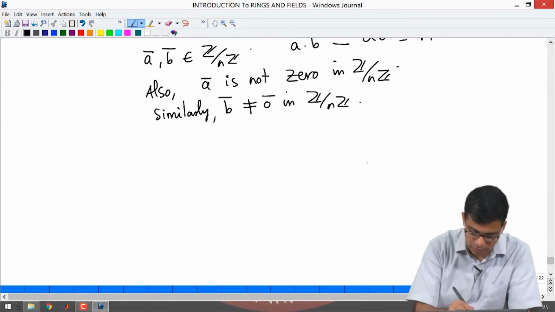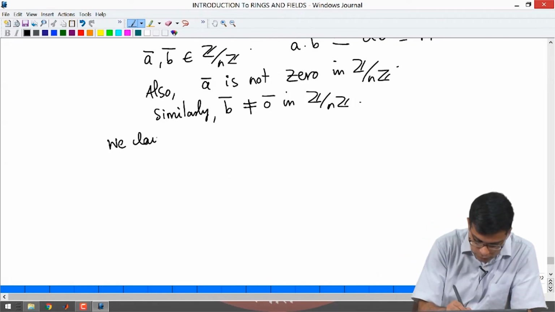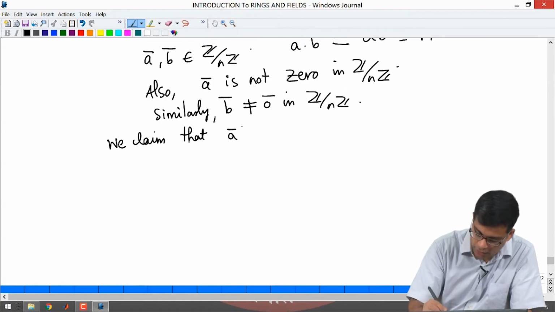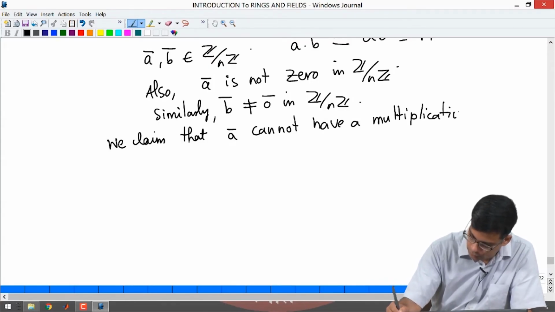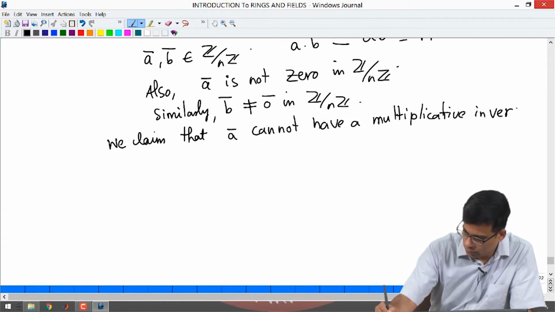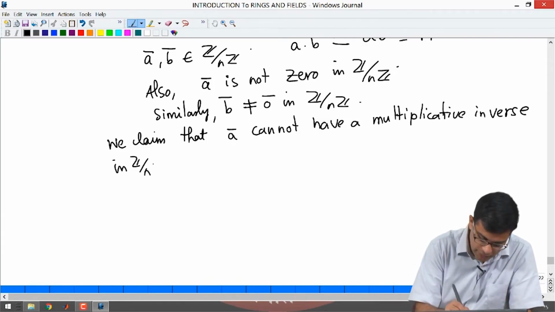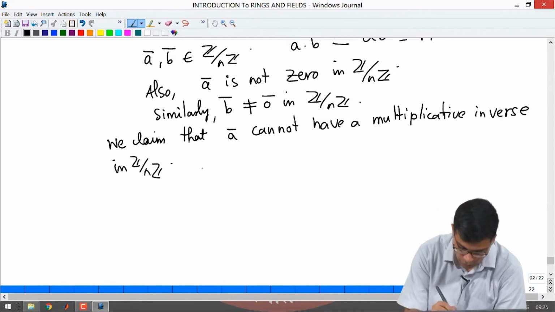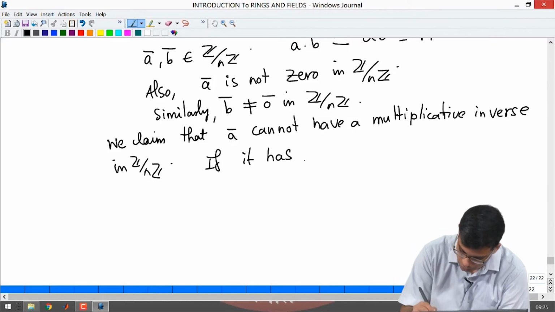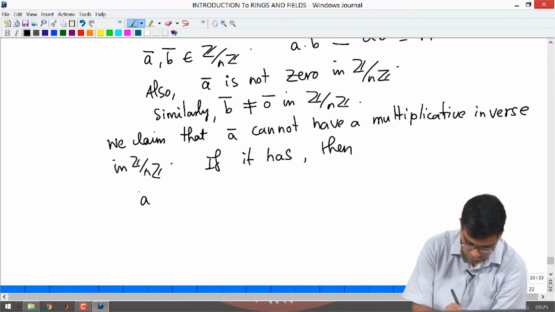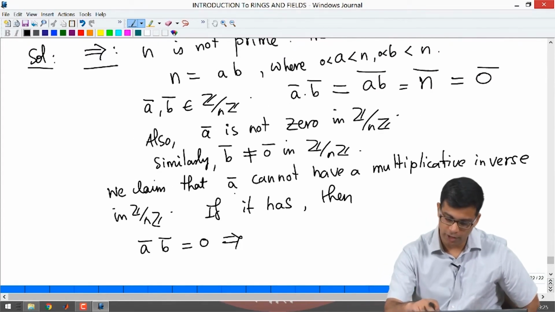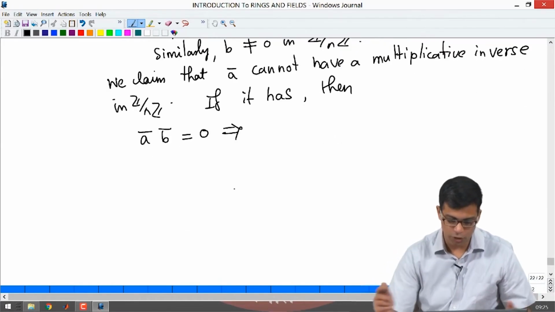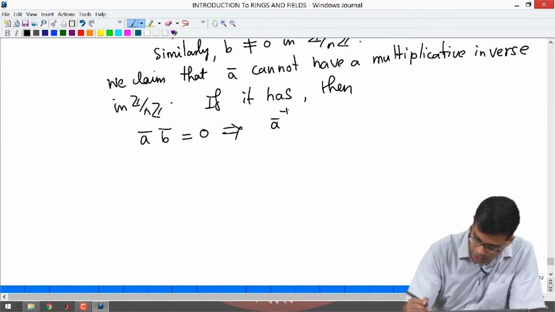Now, we claim that a bar cannot have a multiplicative inverse in Z mod nZ. Why is that? Suppose it has, then let us play with it. So, a bar b bar is 0 bar, right. That is something I commented on earlier, a bar times b bar is 0 bar. Suppose a bar has an inverse. So, let us denote that by a bar inverse as always.